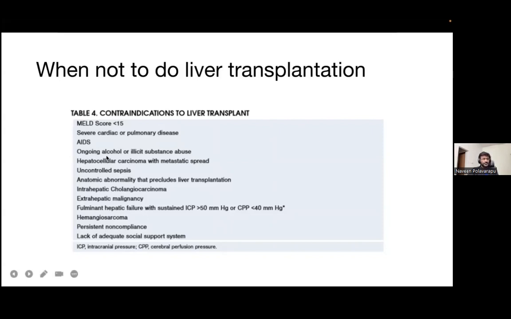And obviously, patients who are having ongoing alcohol abuse definitely should not be considered for liver transplantation. So obviously, HCC with metastatic spread, anything beyond the liver, so any macrovascular spread or any extrahepatic spread definitely should not be considered for HCCs. Uncontrolled sepsis, yes, and particularly in patients who have SBP, they have a very high risk of post-transplant death, so we should not be considering them.